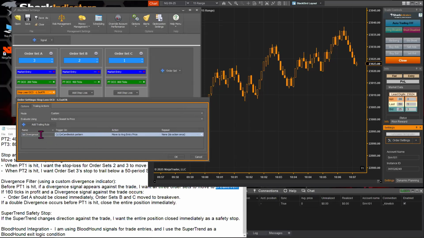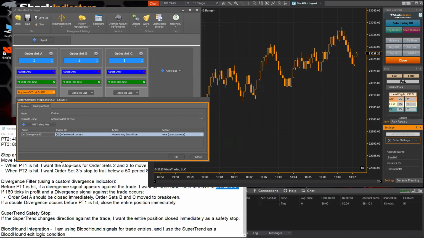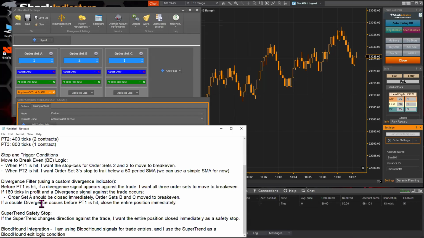And just for good measure, we'll put a BE in there for break even. All right, so first divergence, break even. So, all right, let's see what else we have here.